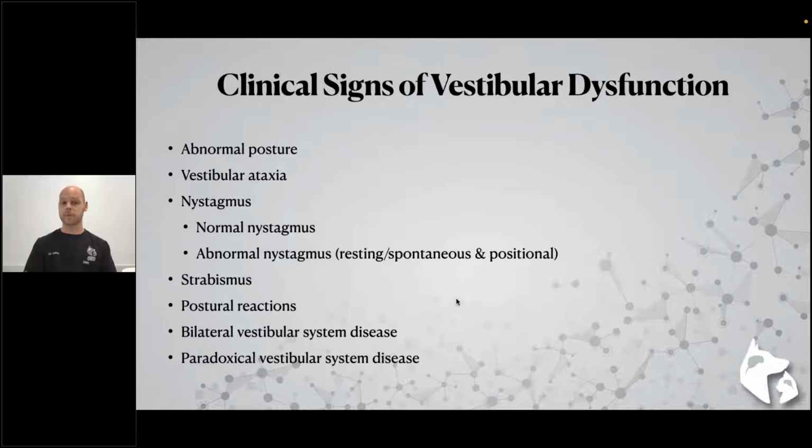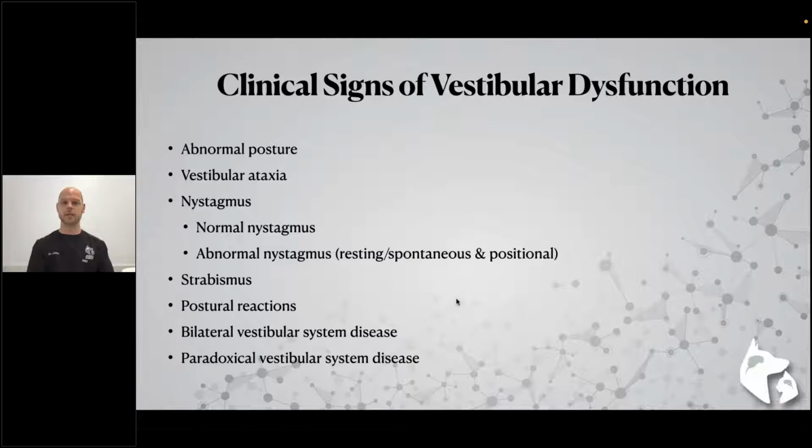You can see a nystagmus. There is a normal physiologic nystagmus that we test for, and then you can have abnormal nystagmus. It is very important when you're looking at vestibular dysfunction to look for a normal nystagmus, look for an abnormal nystagmus, but even if you don't see one, it's important to challenge the balance system, which we're going to talk about, to see if they have a positional nystagmus.